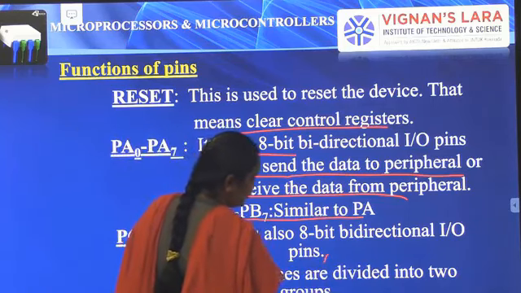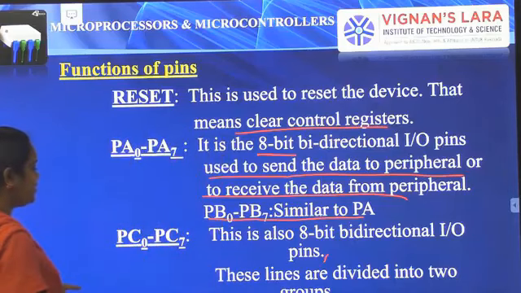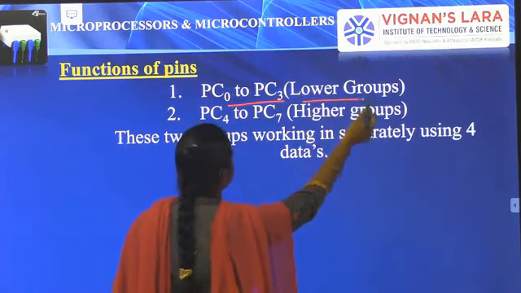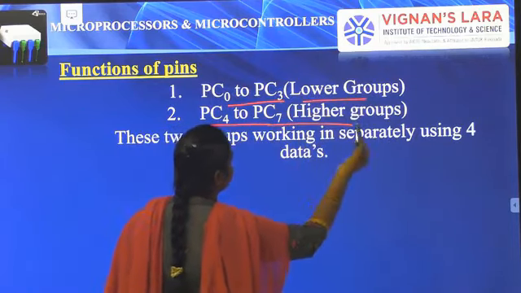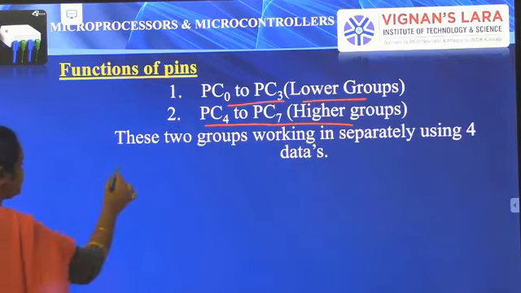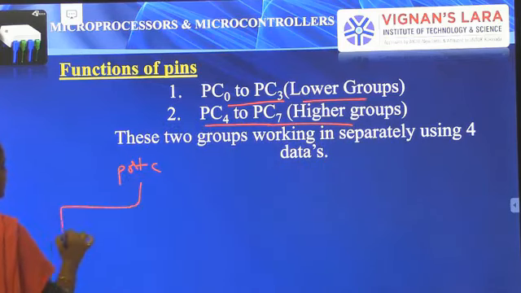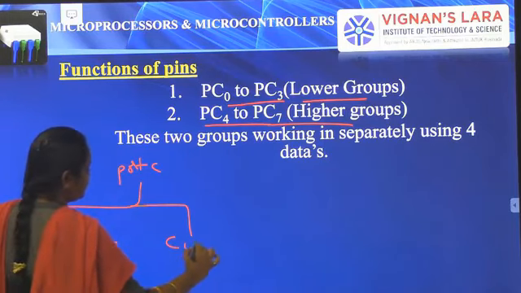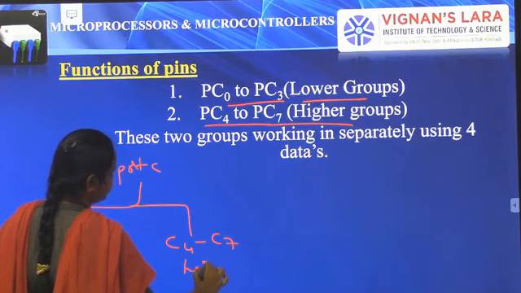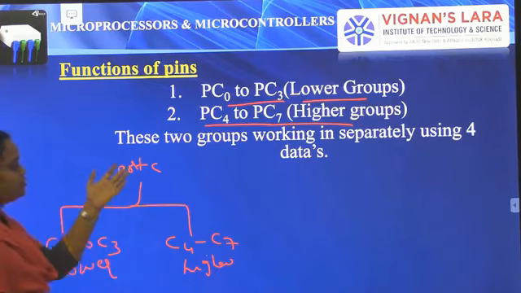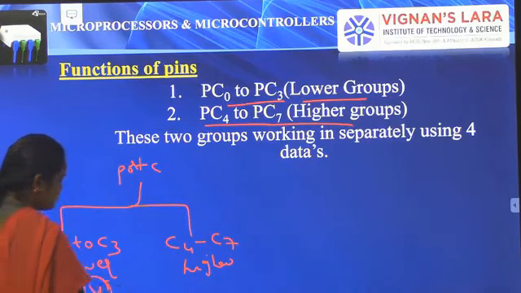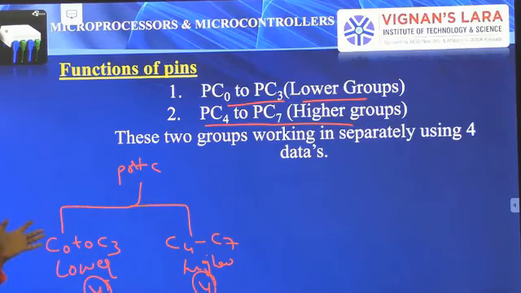These lines are divided into two groups. Port C is divided into two groups. Here port C0 to C3 is the lower group, and port C4 to C7 is the higher group. So port C is divided into two groups: C0 to C3 lower, and C4 to C7 higher. These two groups work separately, using 4 bits each. These are 4 bits and these are 4 bits, working separately.